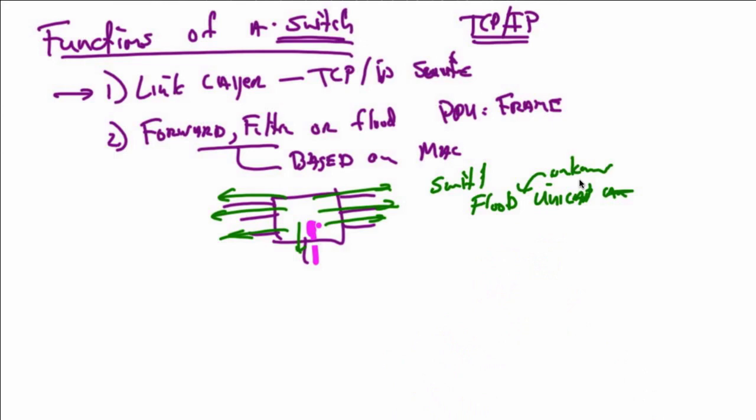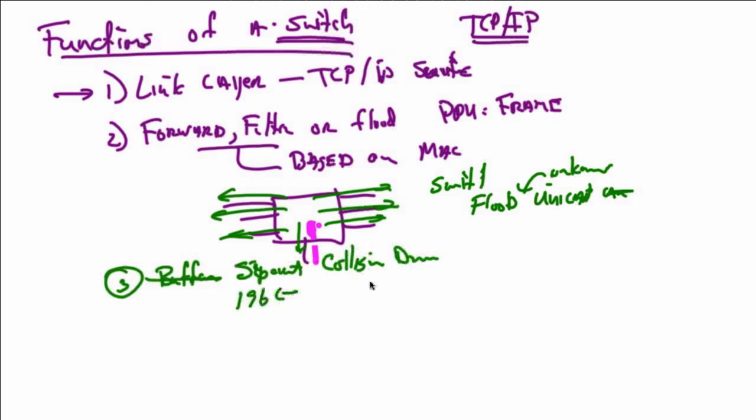They can forward, filter, or flood. And then the other thing we have to recognize is that switches create separate collision domains. So if I have a 196 port switch, that means I have 196 collision domains. None of those 196 hosts would have the capability of colliding with each other and creating a problem on my network segment.